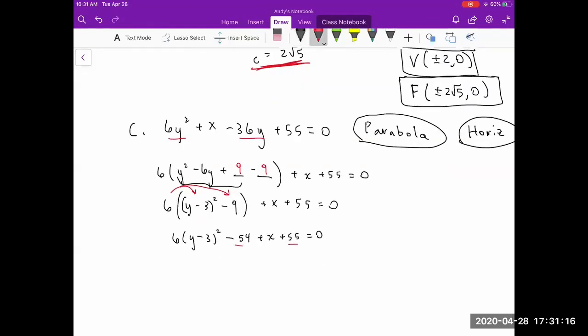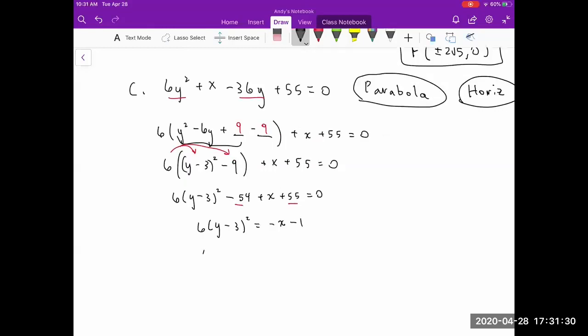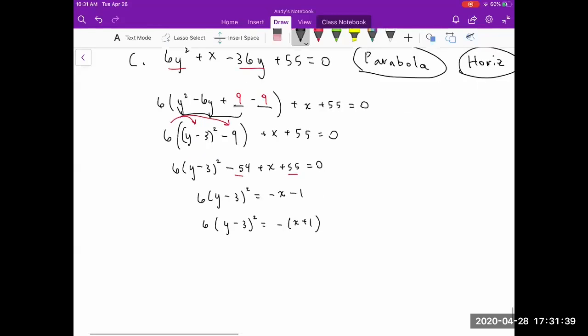These, of course, combine to 1. So we'll have 6 times the quantity y minus 3 squared. And you expect me to write x plus 1 equals 0, but I'm going to add those to the other side, or I guess subtract those really to the other side. Perfect. So now factoring the negative 1 out, we get this. And then dividing by 6, we get this, which is the form we want.